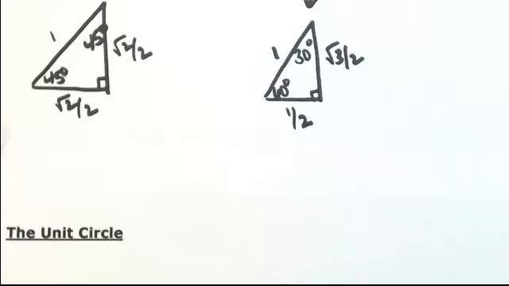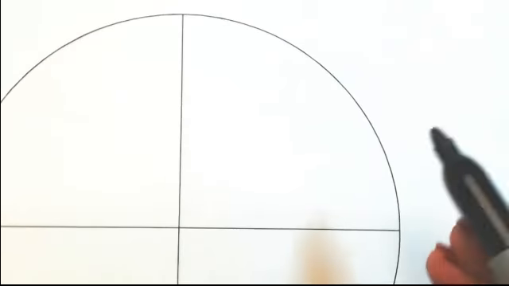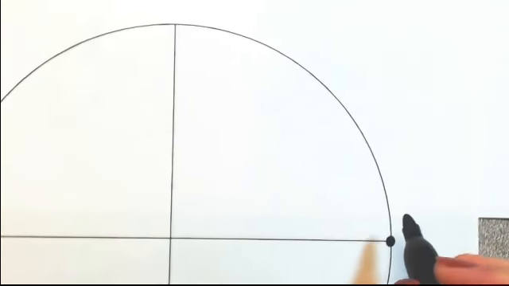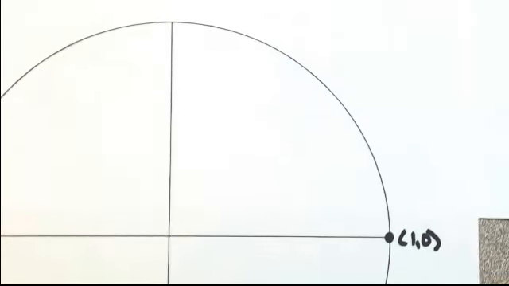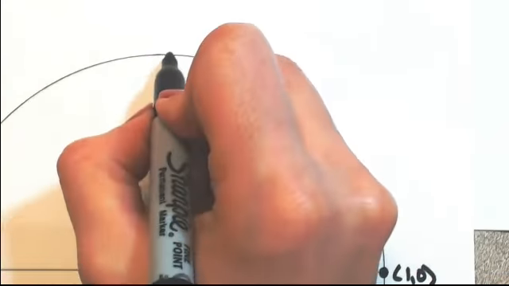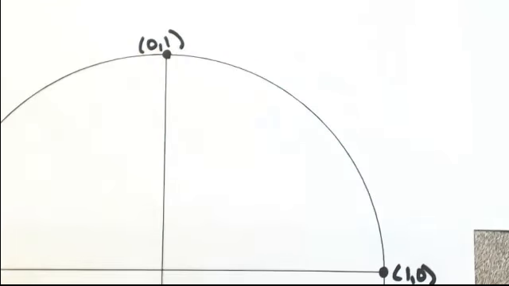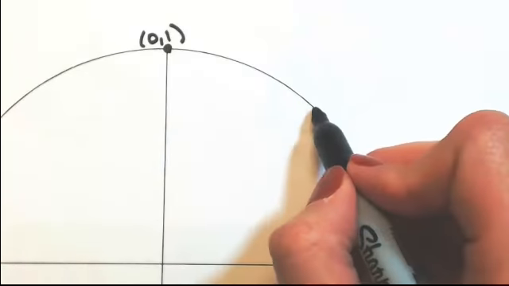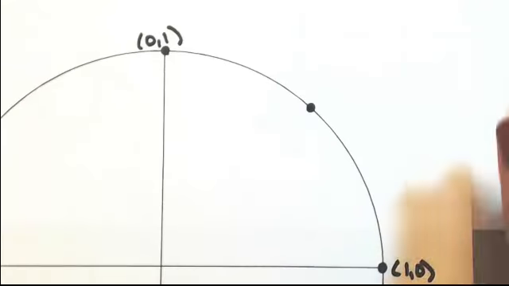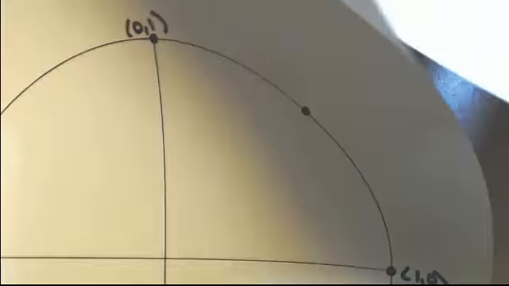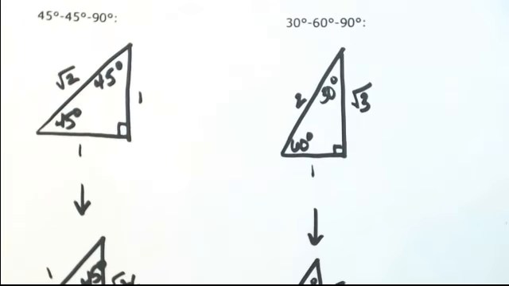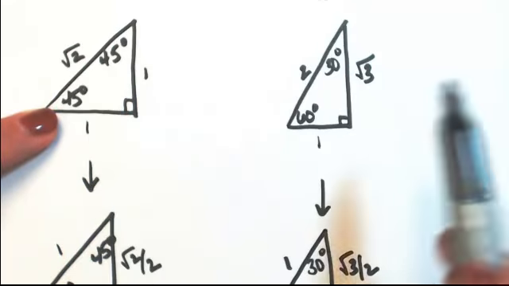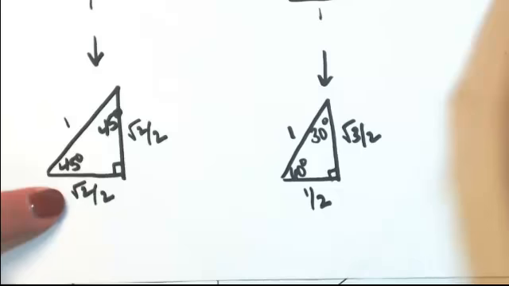Let me start with the 45 degrees. Again, remember that this radius is 1. So at the far right, this would be the ordered pair 1, 0. At the top, it would be 0, 1. So this is representing our 90 degrees, so then half of that is going to be 45 degrees. Looking back at our triangle, we should remember that the sine of 45 degrees was 1 over square root of 2, or now as we can see, square root of 2 over 2.